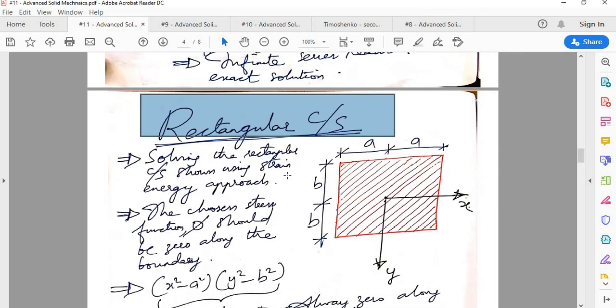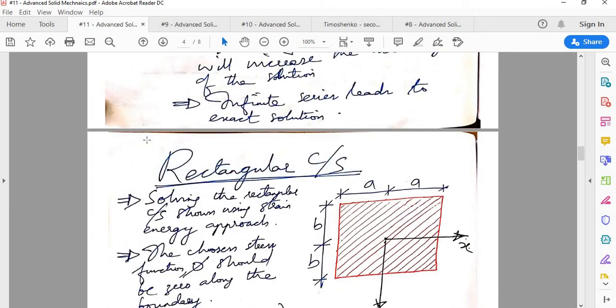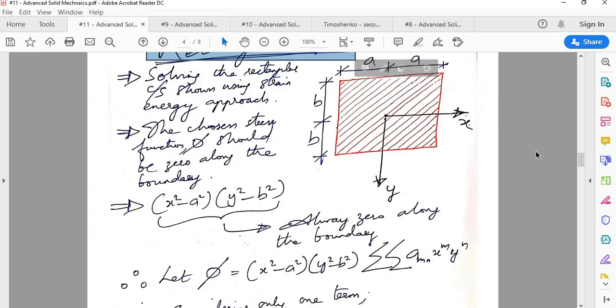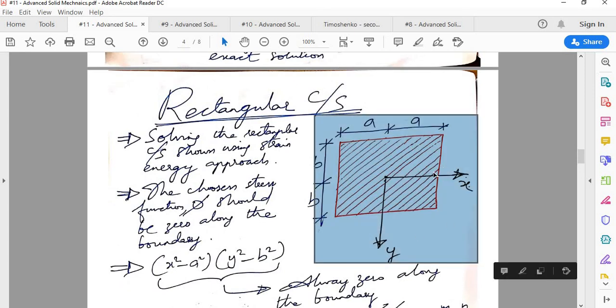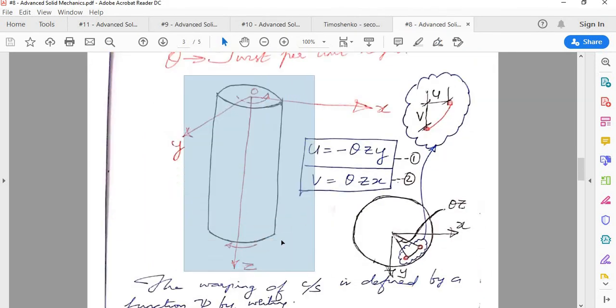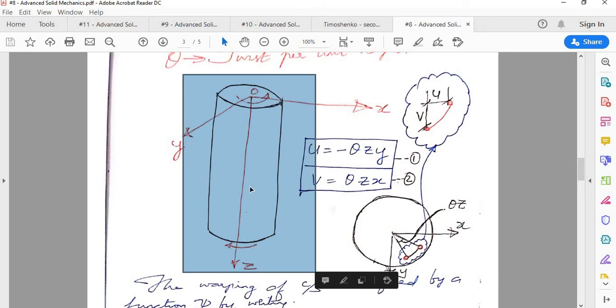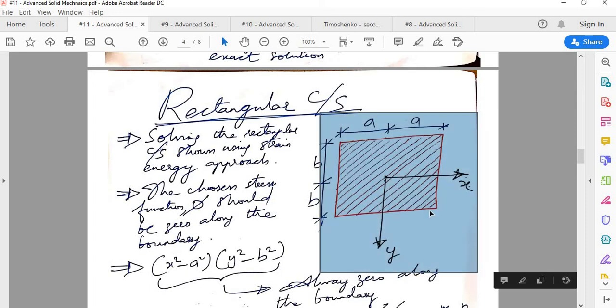Okay, coming back to the lecture, let us try to apply this approach to a rectangular cross section. So you imagine a rectangular cross section of the following form: AA, BB, subjected to torsion. So remember, the fundamental problem that we are solving is the same. Okay. So here, instead of an arbitrary cross section, we are taking a rectangular cross section of the following form.